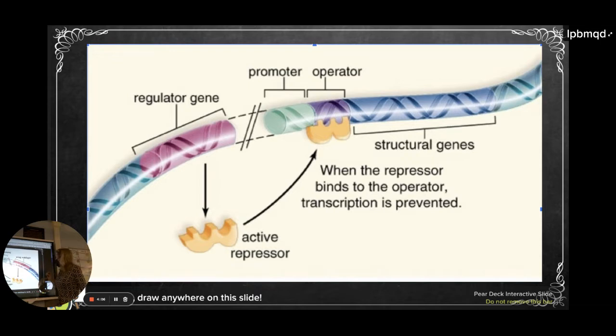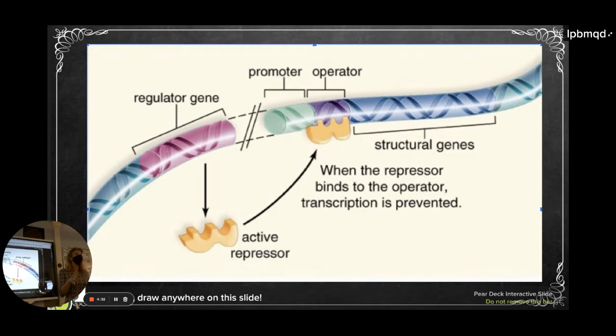If you were going to draw on this slide, I would know the regulator gene is a binding site, I take that back, erase. The regulator gene codes for a protein, a repressor, but the promoter is a binding site, the operator is a binding site, and the structural genes, in our example, if they were transcribed and translated, they would code for enzymes that digest lactose.